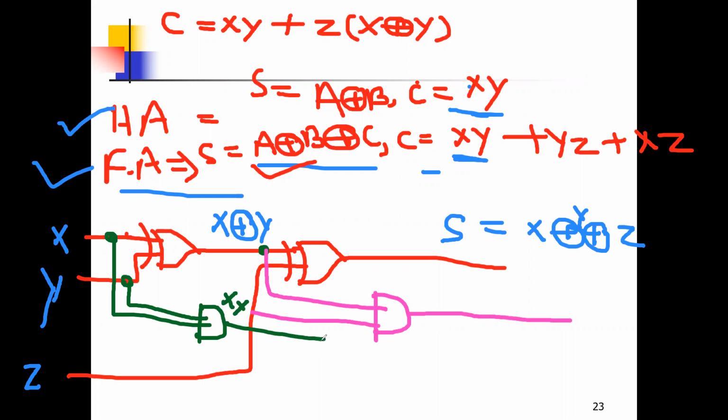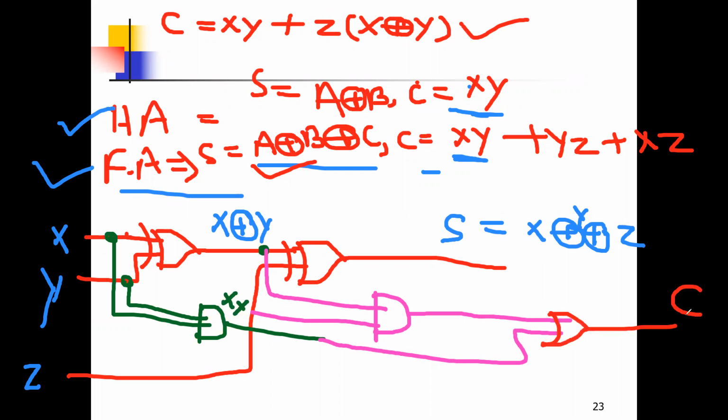Then an AND gate. Clear or not? And both of these AND gates go into, tell me, what should I do here? An OR gate. I need to use an OR gate, and this is the complete carry. Clear or not?